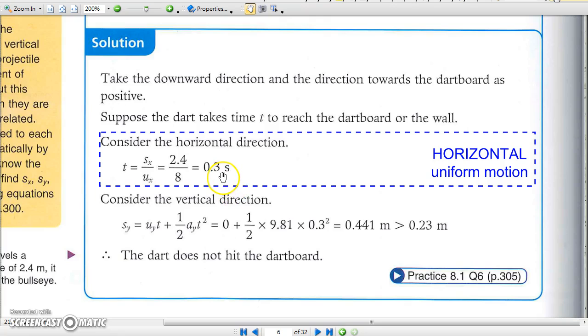And then you may substitute this 0.3 seconds as the time of flight into the equation for vertically accelerated motion to calculate the vertical displacement.